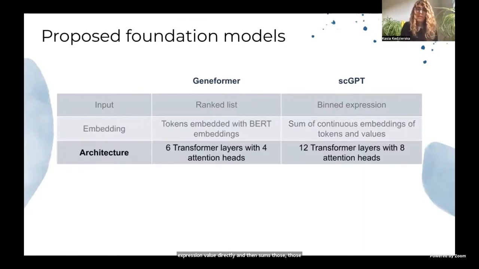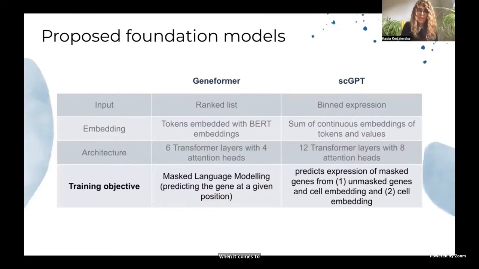When it comes to architecture, scGPT is bigger, and when it comes to training objective, Geneformer uses masked language modeling, where it predicts the gene at a given position. scGPT predicts the expression of masked genes from unmasked genes and the cell embedding in one pre-training objective, and the other part of the pre-training objective is the prediction of the gene expression from the cell embedding.